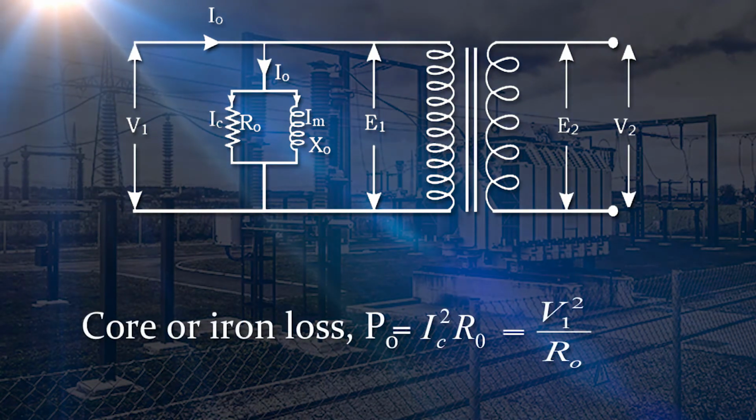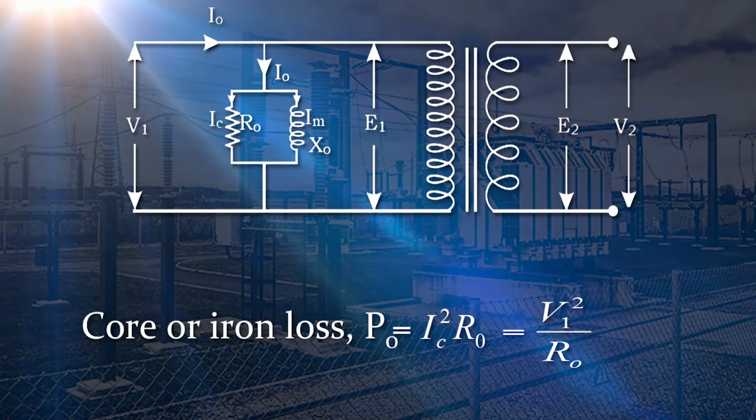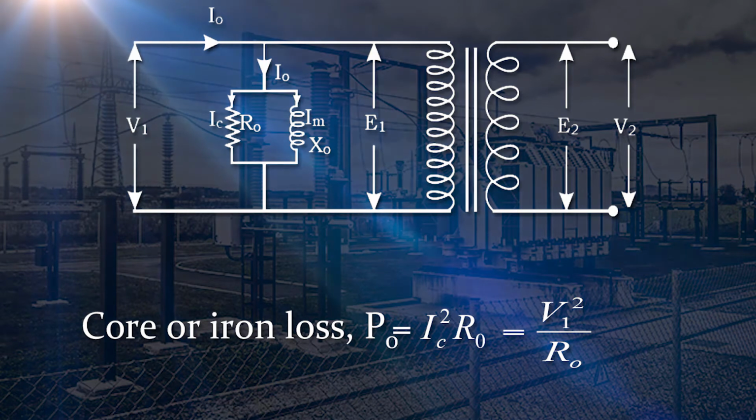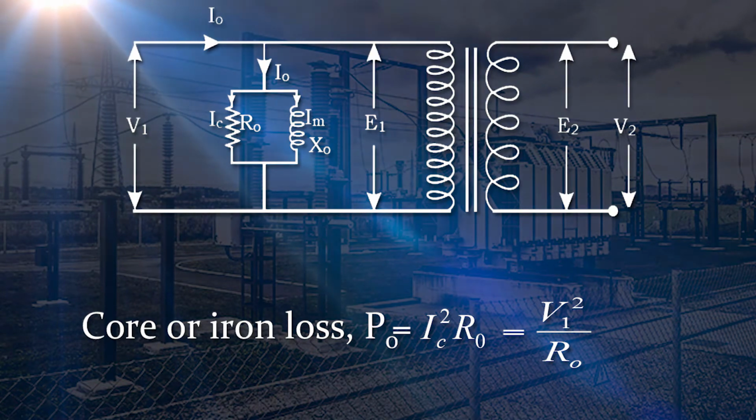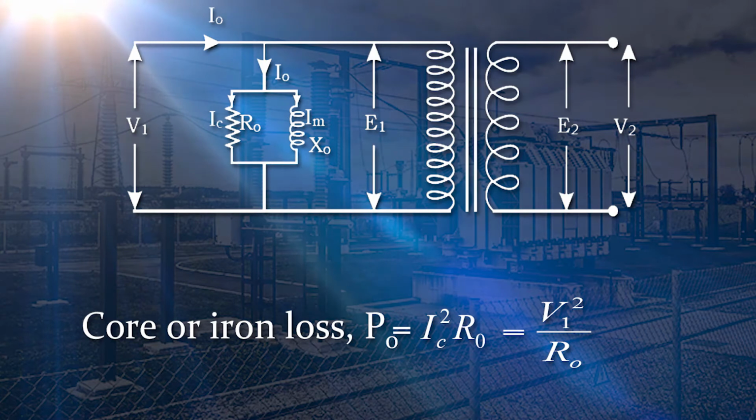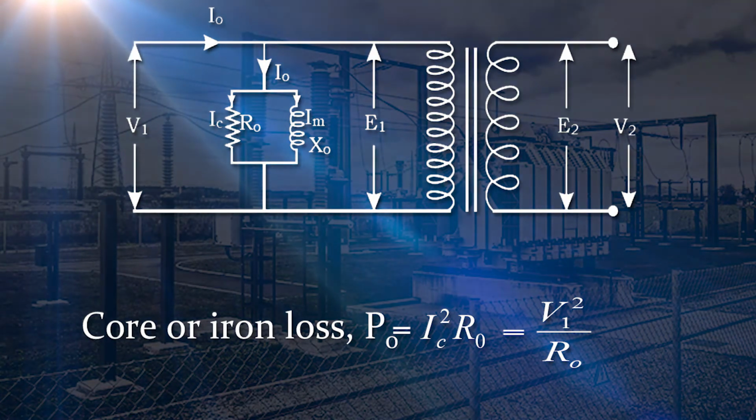Now you can also find out the core loss or iron loss. This loss can be calculated as IC square into R naught, where IC is the current which is flowing in the R naught resistance. If you put the value of IC as V1 upon R naught in this equation, this core loss or iron loss can also be written as V1 square upon R naught.